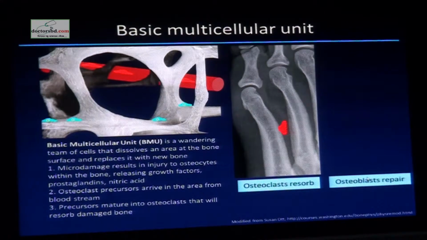Now, how does your body heal itself from all of this micro damage that we accumulate through our activities of daily living?